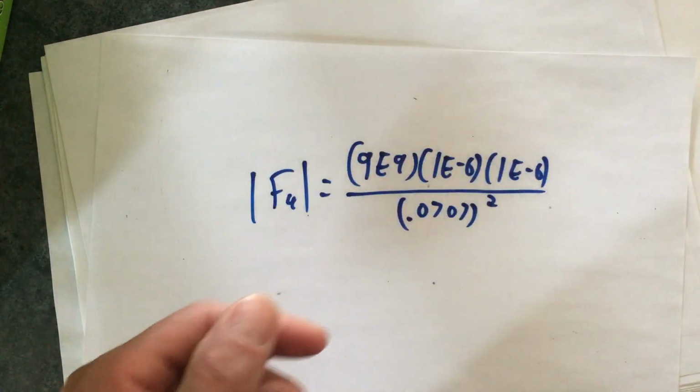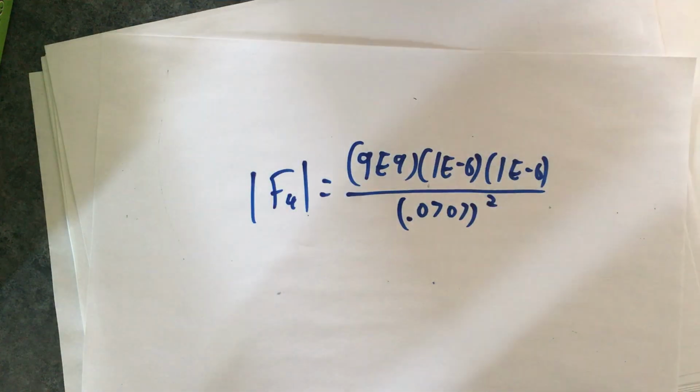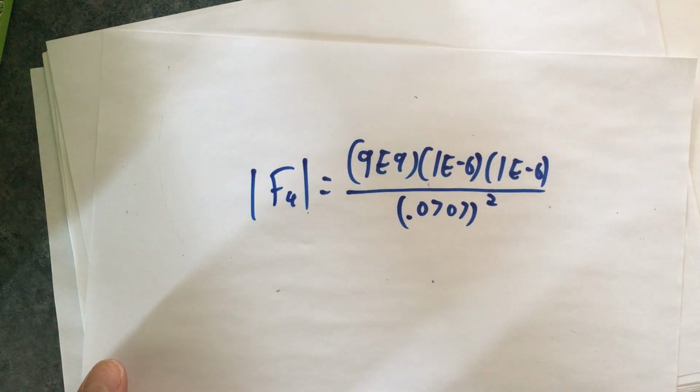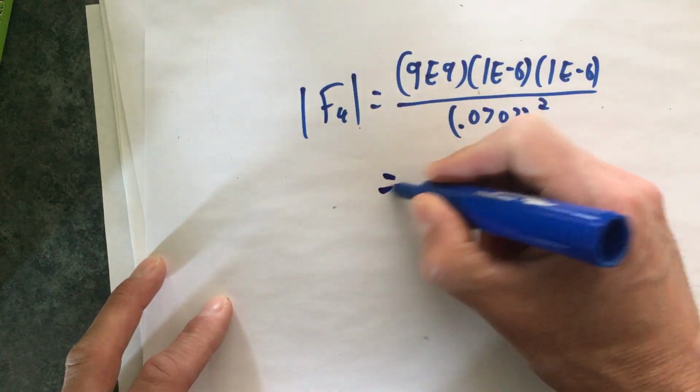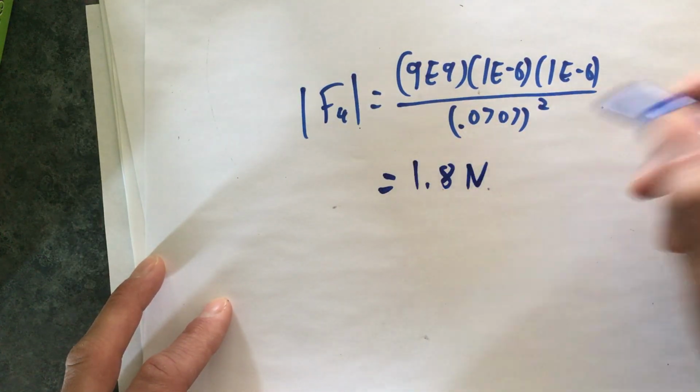So I'm just going to go ahead and put this into the calculator. So I've got 9 times 10 to the 9 times 1 times 10 to the negative 6 times 1 times 10 to the negative 6, and the whole thing's divided by 0.0707, and that value is squared. We divide by the square of the distance between the charges, giving us a force of 1.8. So the magnitude of that force is 1.8 newtons.